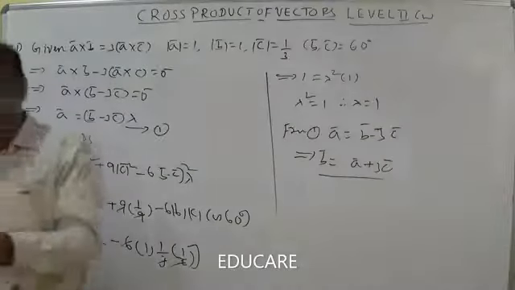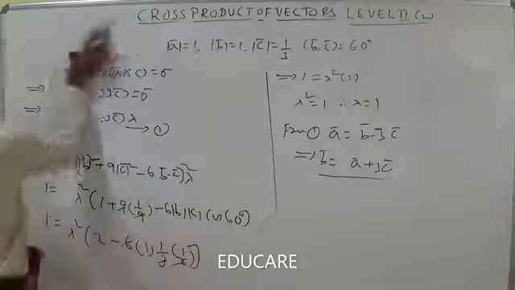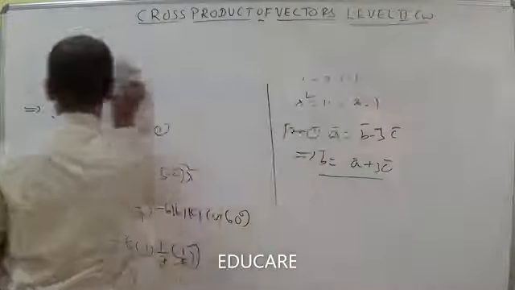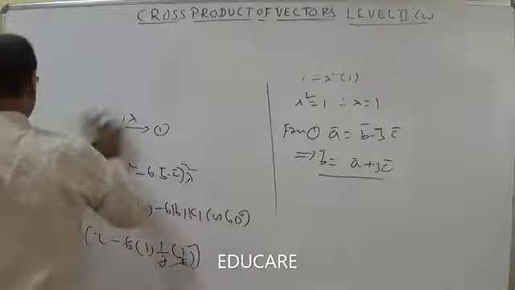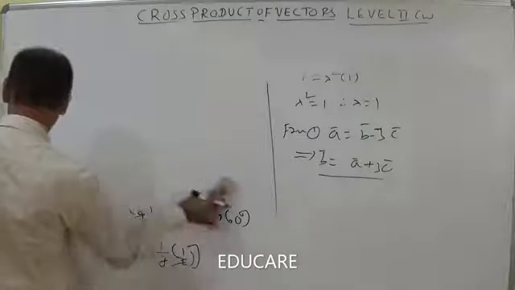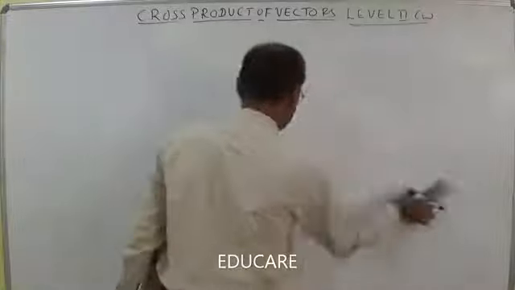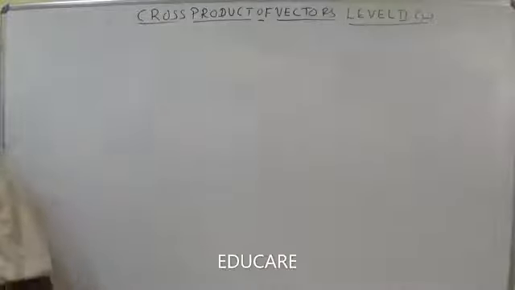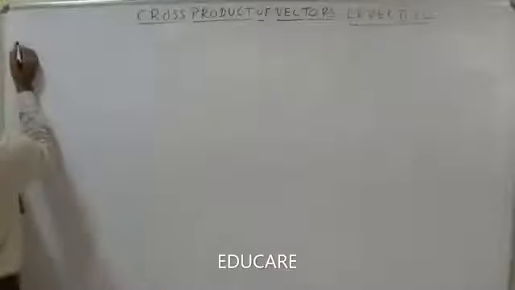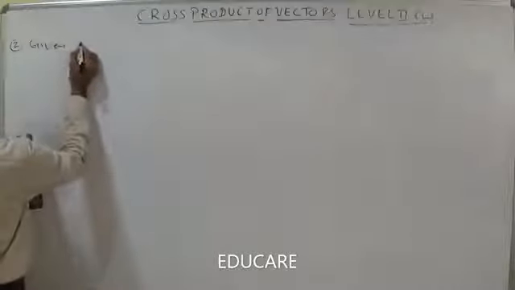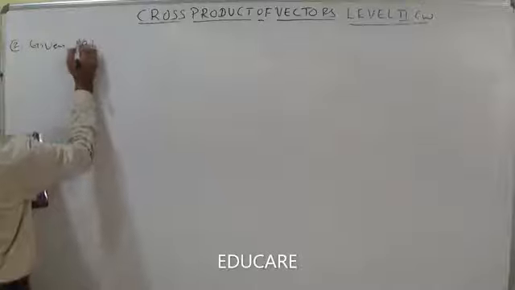Second question. Let A bar, B bar, C bar be unit vectors such that A bar dot B bar is equal to A bar dot C bar. That means A bar and B bar are perpendicular, and A bar and C bar are also perpendicular. Given data: A bar, B bar, C bar are unit vectors.